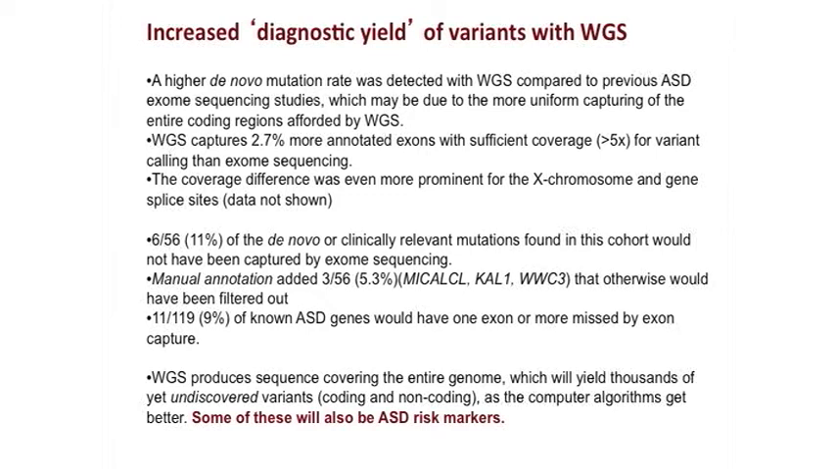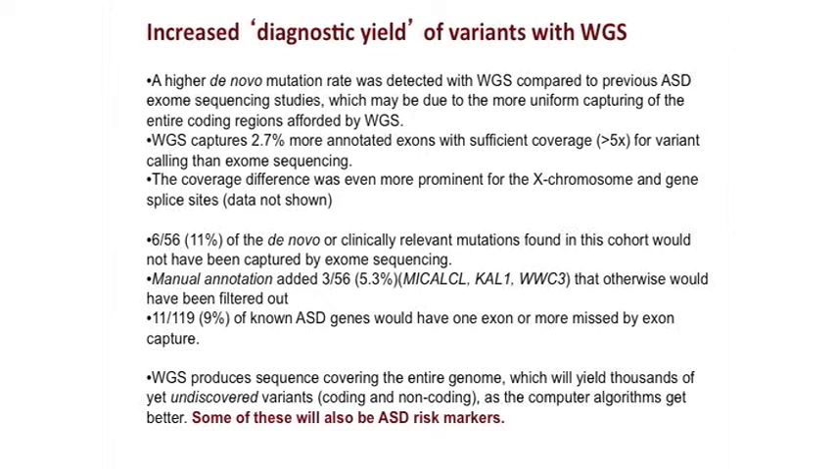Whole genome sequencing captures 2.7% more annotated exons with 5x coverage for variant calling than the exome sequencing. The coverage difference was even more prominent on the X chromosome and at the gene splice sites, so that gave us more of the variants. So 6 out of 56 of the so-called damaging mutations identified would not have been captured by exome sequencing in this study that I'll talk about.